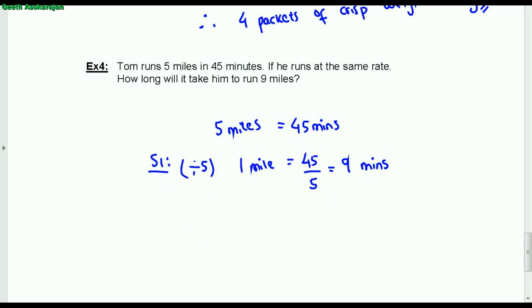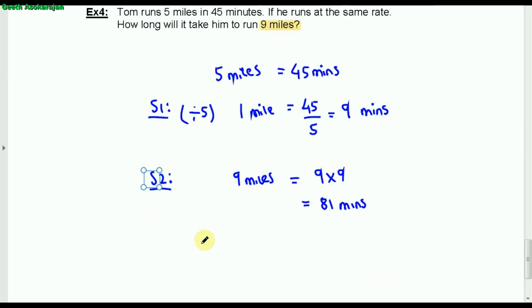Now, going back to the question, we need to work out how long it will take him to run 9 miles. So this is where step 2 comes in. To make this 1 mile a 9 miles, we need to multiply both sides by 9. So for 9 miles, 9 times 1 gives us this 9. That is equal to, we multiply the right hand side by 9 as well, and 9 times 9 is 81, and it's 81 minutes. And let's have a closing statement.